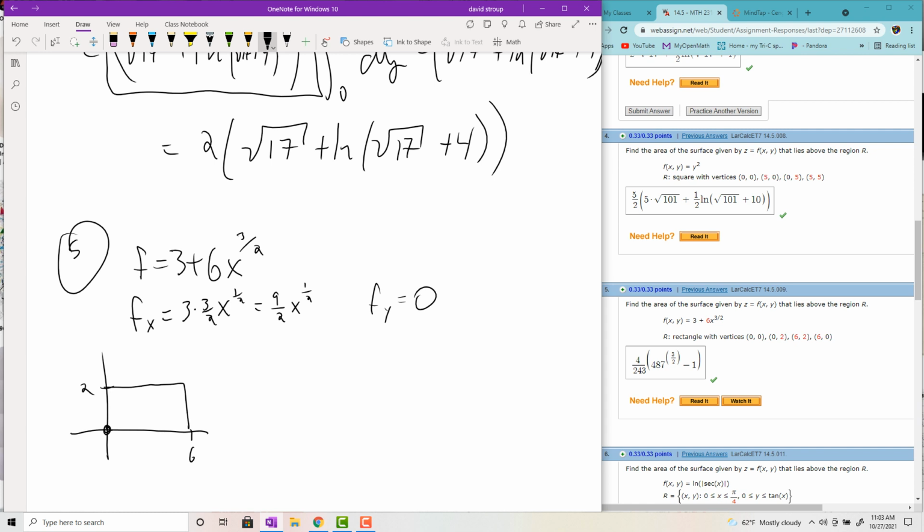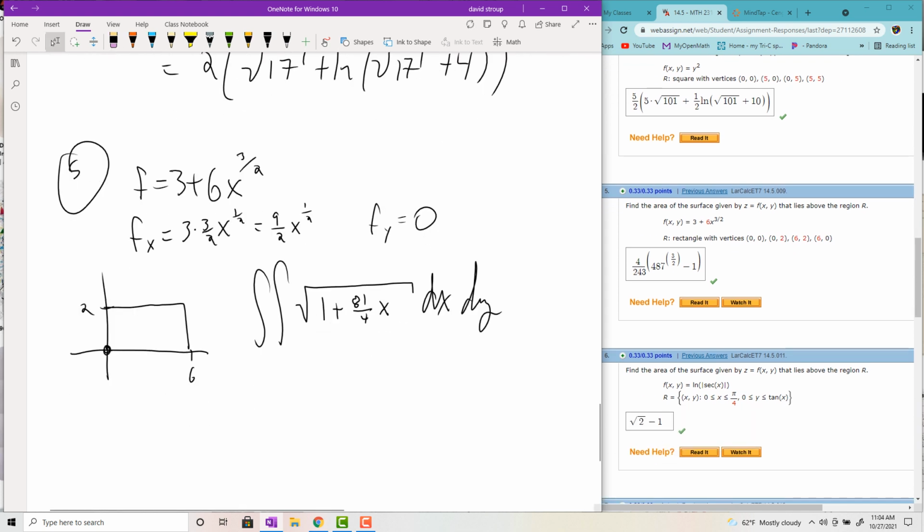Okay, so this box, and again I have a double integral. I want to do, so I got the square root of 1 plus 81 fourths x. And then I guess I'll do dx and then dy. Oh, this won't be too bad. Okay. So integrating with respect to x first. Let's get the limits as well. My u sub is going to be 1 plus 81 fourths x. So du would give me 81 fourths dx.